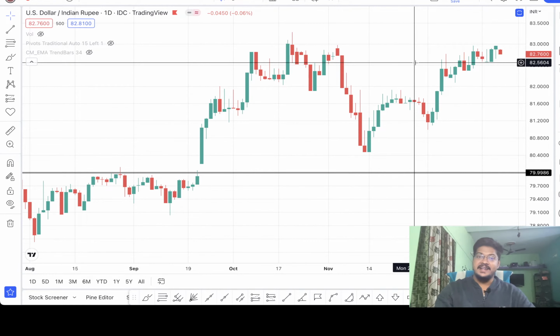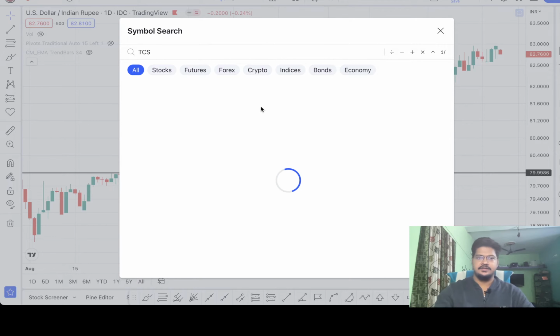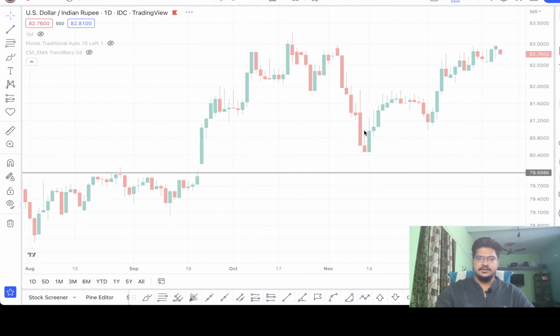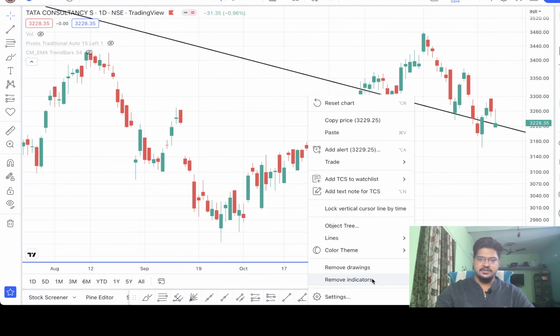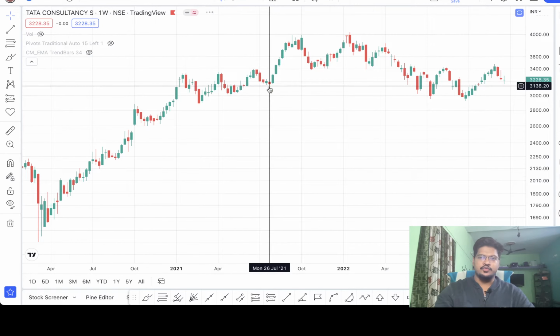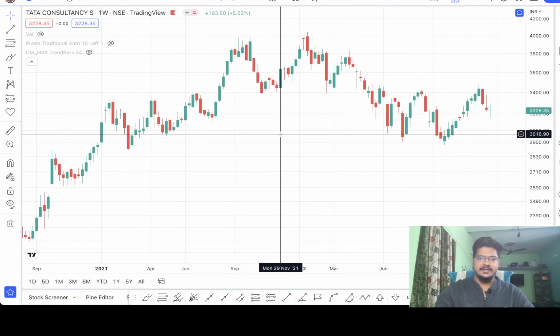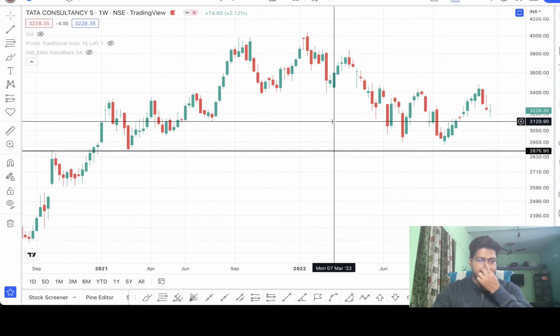So today we will be analyzing TCS. So let's get started. Okay, so this is TCS stock. Let me first clear the chart and then go to weekly time frame and then start by drawing a support resistance line. So okay, here is the line I have drawn.